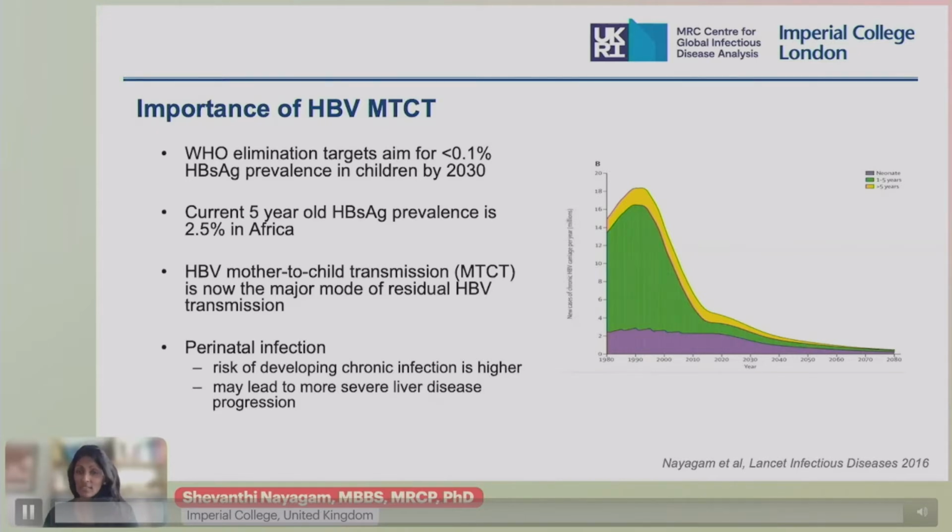Perinatal infection is particularly important as the risk of developing chronic infection is higher if infected at birth. And also there is data suggesting that it may lead to more severe liver disease progression.